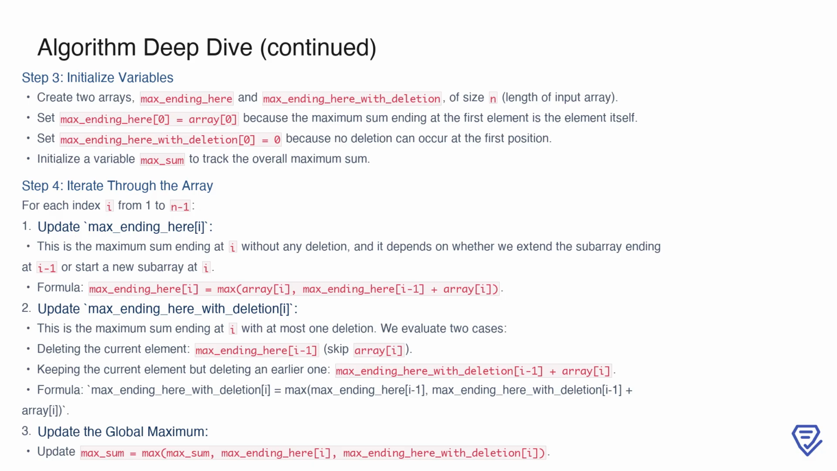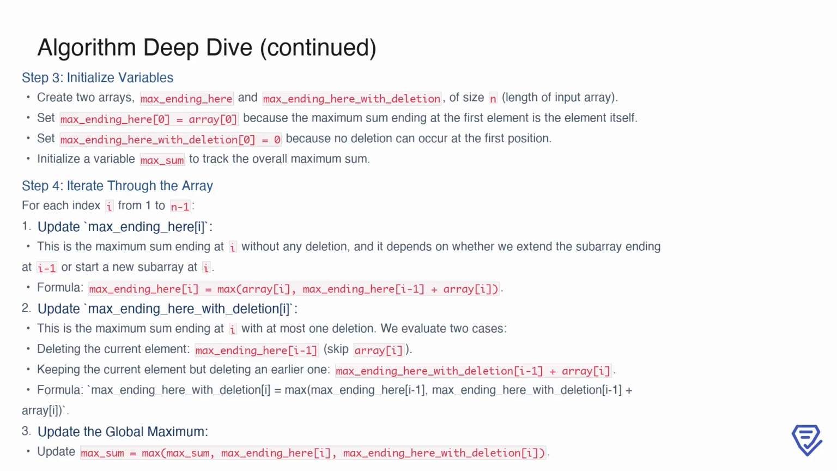We begin by initializing two arrays, max_ending_here and max_ending_here_with_deletion, each of size n, where n is the length of the input array. The first state, max_ending_here[0], is initialized as the first element of the array, since the maximum sum ending at the first position is simply the element itself. Meanwhile, max_ending_here_with_deletion[0] is set to 0 because no deletion is possible at the first index. Additionally, we initialize a variable max_sum to track the global maximum sum.